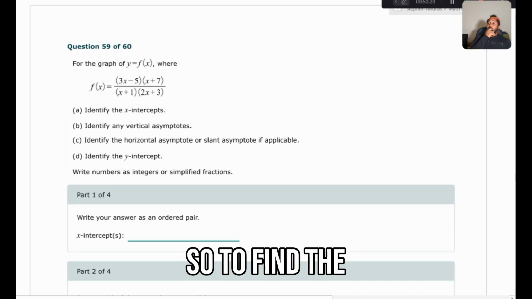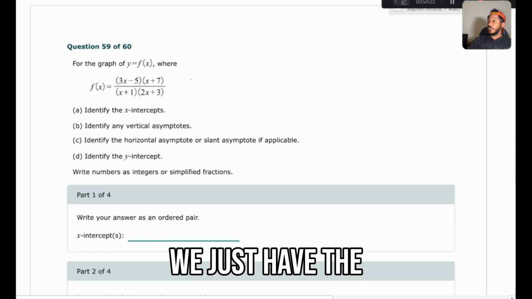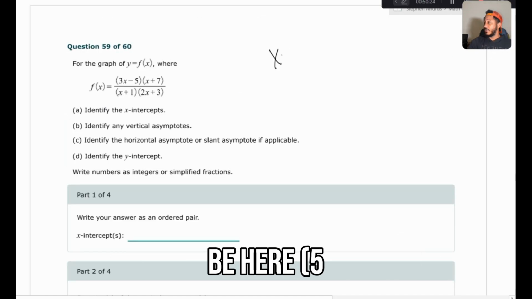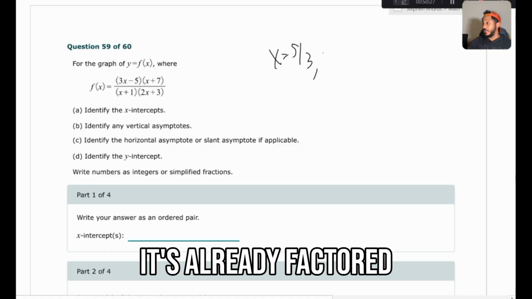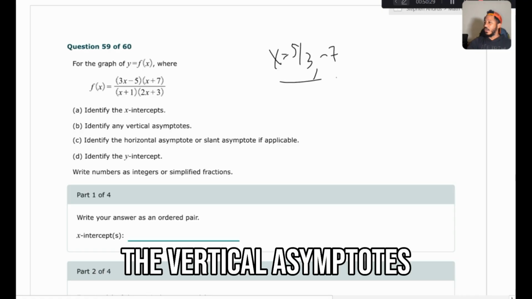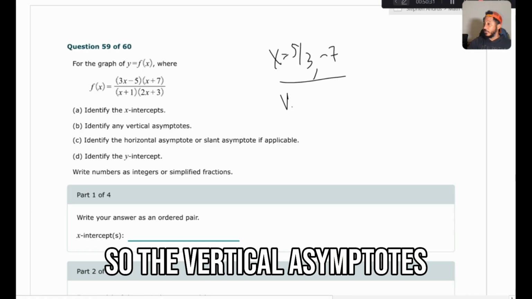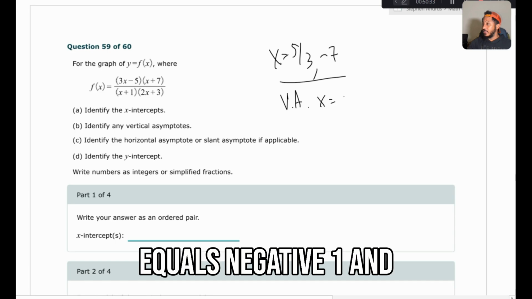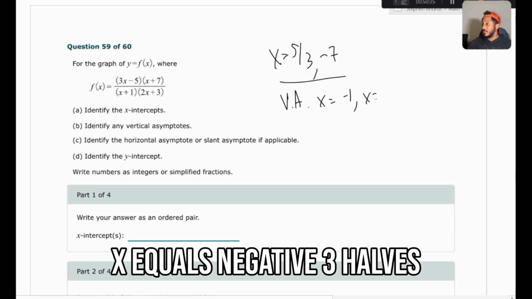All right, last two. To find the x-intercepts of a rational function, we just have the numerator equal to 0. So the x-intercepts would be 5/3, it's already factored, and negative 7. To find the vertical asymptotes, we have the denominator equal to 0. So the vertical asymptotes would be at x equals negative 1 and x equals negative 3/2.